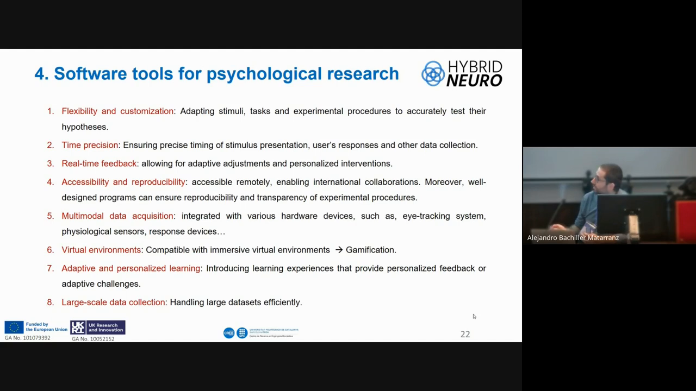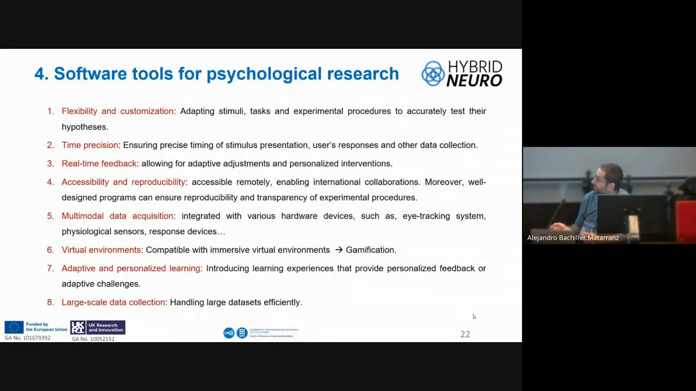The accessibility and reproducibility of the tasks is also important. For example, PsychoPy is an open source solution, and it has a community where a lot of researchers present or give their own experiments to the community. So this is also important. Then multimodal acquisition: it could be used with different hardware devices, eye tracking systems, or different devices for obtaining the response.